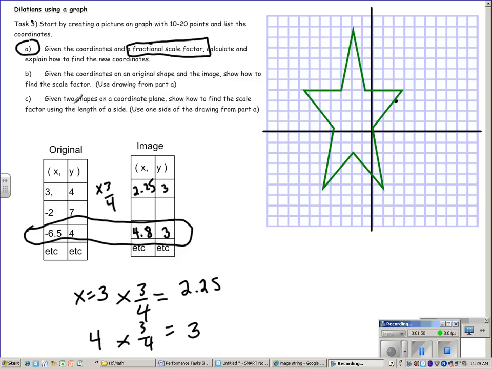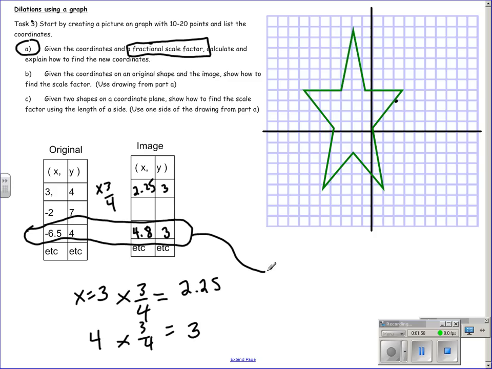So step B asks you to find, given the coordinates, so say we've calculated this whole table, I want you to pick one set of coordinates on your graph, and I want you to check that your scale factor is still what you started with. Once again, to check your scale factor, you would do the x coordinate of the image over the x coordinate of the original.